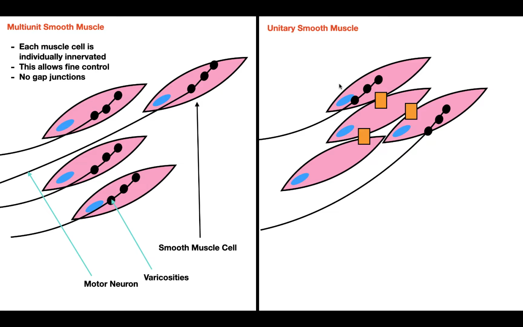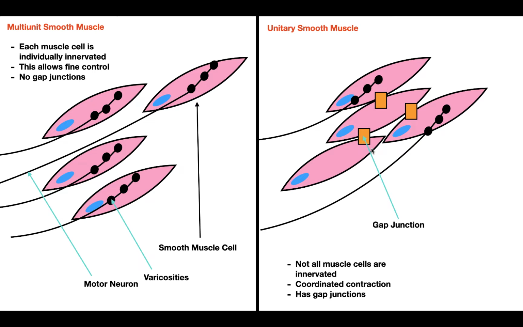The second type is unitary smooth muscle. The only difference between unitary and multi-unit is the presence of gap junctions. What we see here are these gap junctions, and these gap junctions connect different muscle cells together. This allows these cells to act as an electrical syncytium. There are 3 things that you should notice here. The first thing is that not all the muscle cells are innervated. There is a coordinated contraction due to the gap junctions, and it's because of this coordinated contraction and the gap junctions that this type of smooth muscle acts as a single unit. This is why it's called unitary smooth muscle.